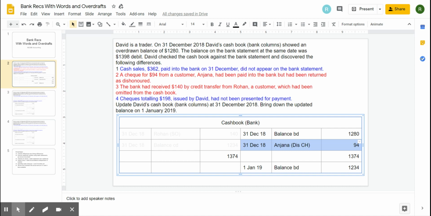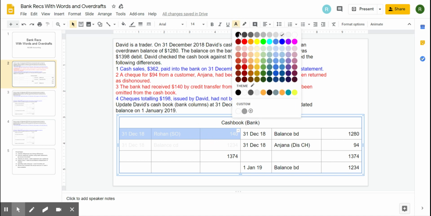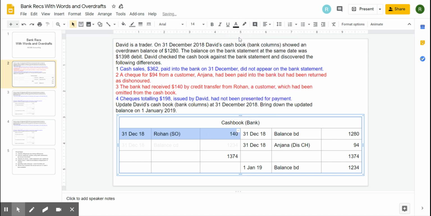Okay, the next one, I've done that one in red again, so that means it's going to be in the cash book. And again, I'd write alongside it cash book if I was doing an exam. And the bank has received $140 by a credit transfer from Rohan, a customer, which has been omitted from the cash book. So we know it's been omitted from the cash book. We know we need to update the cash book.